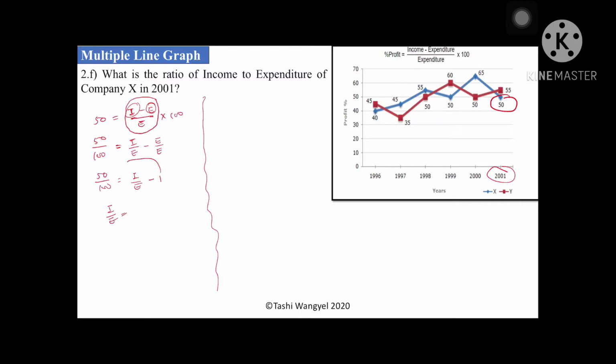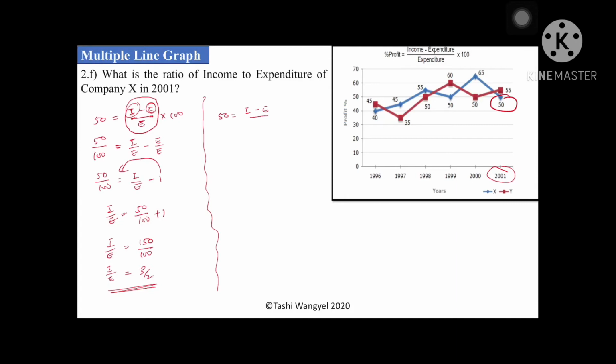Therefore, I by E, the ratio, on the other side becomes 50 by 100 plus 1. So I by E is equal to 150 by 100. So the ratio is 3 by 2. The income by expenditure ratio is 3 by 2.